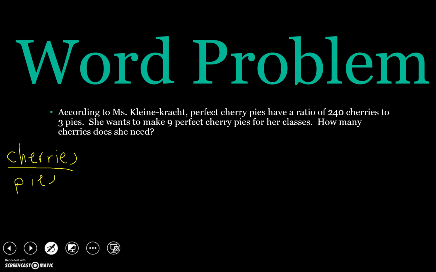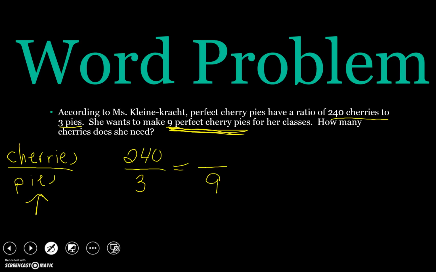So now when I'm using the two original things, the ratio 240 cherries to 3 pies, I'm going to do 240 all over 3 equals, now on this side here, I need to decide where does this 9 go? Well, I want 9 perfect cherry pies. Well, according to my little key over here, pies are on the bottom, so I'm going to put the 9 down here like that. Which means my unknown, let's call it C for cherries, is going to go at the top. So now I'm going to cross multiply 240 times 9. This equals 2,160, and that is equal to 3 times C, which is 3C.